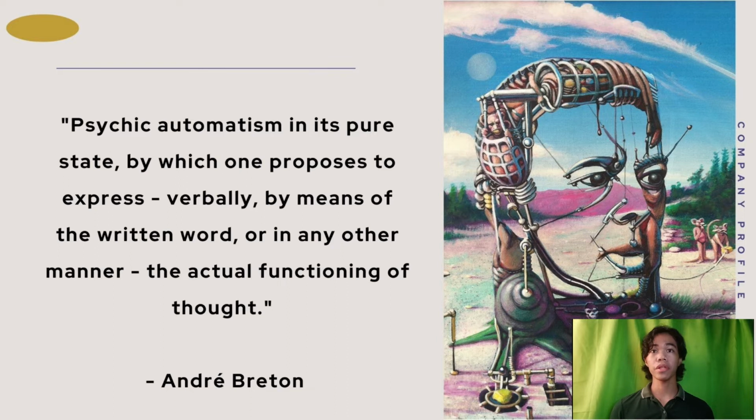André Breton defines surrealism as psychic automatism in its pure state, by which one proposes to express, verbally, by means of the written word or in any other manner, the actual functioning of thought. So Breton is suggesting that artists bypass reason and objectivity by getting to their unconscious mind. So practically speaking, these procedures became known as automatism or automatic writing, which permitted artists to do without conscious thought and embrace chance while creating works of art. It is a creative development that lastingly affects painting, literature, sculpture, photography, and film.